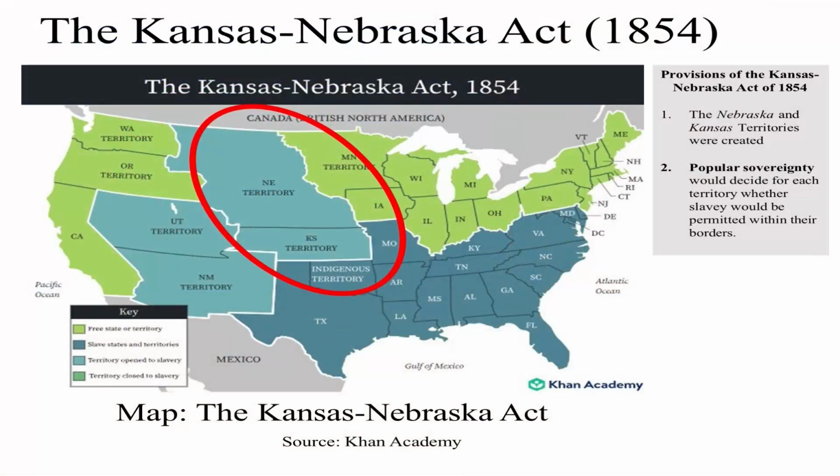slavery would not be allowed. But this act would change that. Popular sovereignty would decide for each territory whether slavery would be permitted or not within their borders. This meant that the residents of their respective territories would vote on whether they wanted to permit slavery or not. It was essentially a local referendum.